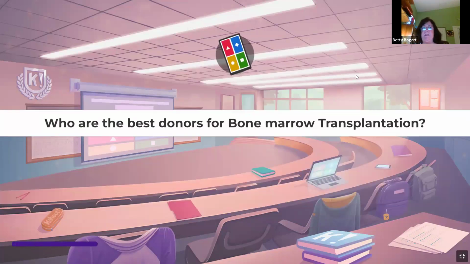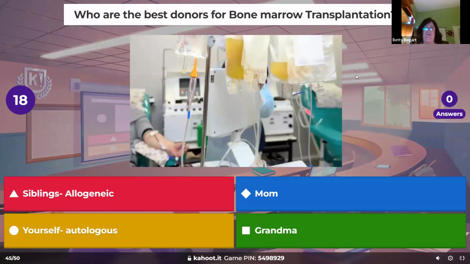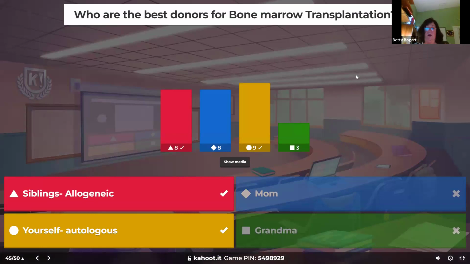Who are the best donors for bone marrow transplantations? If it's not you, your siblings are actually the second best one. Mom and grandma, really not as much because you're the combination of mom and dad. So siblings are the best after you.